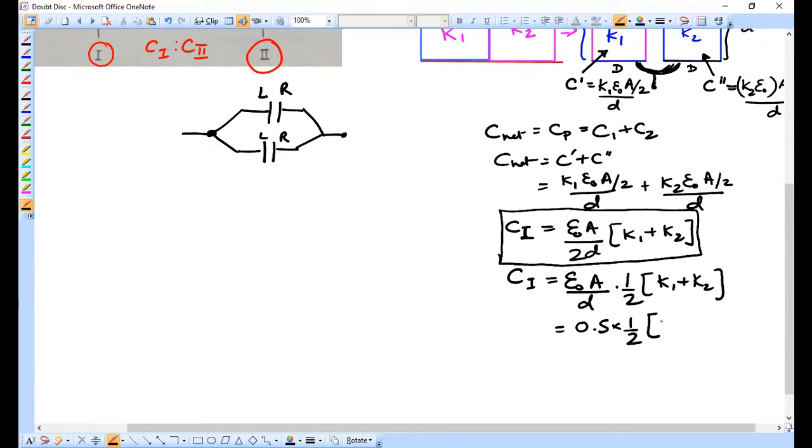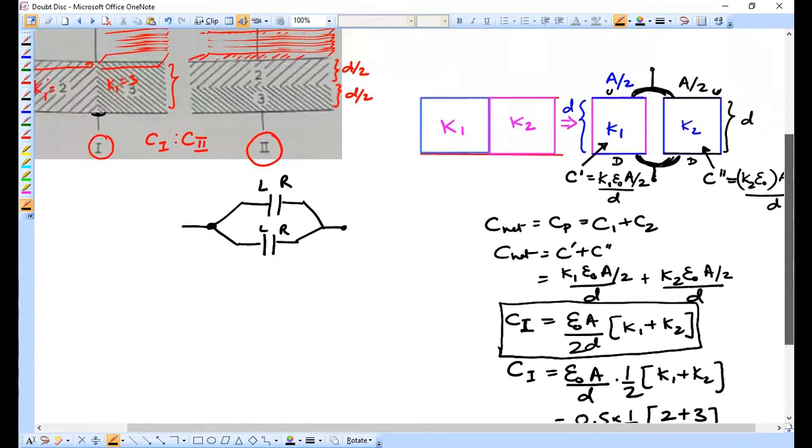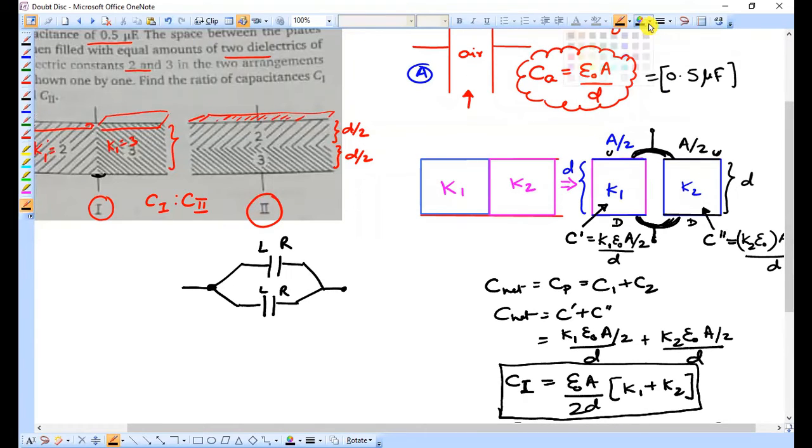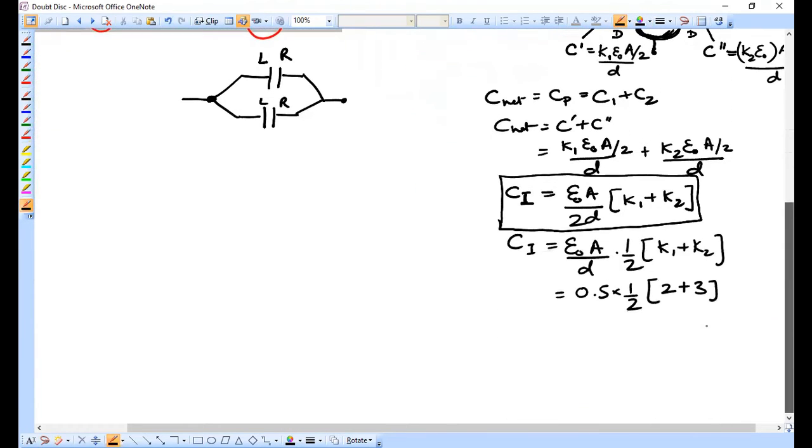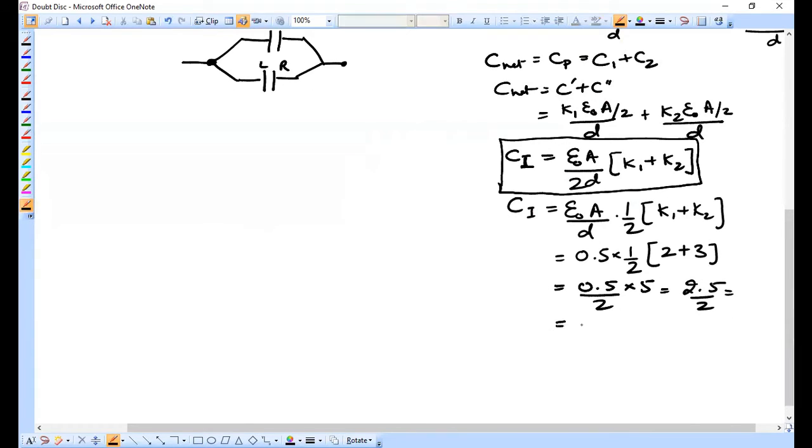K1 happens to be 2 and K2 happens to be 3. Now refer to the problem. They have already stated K1 being equal to 2 and K2 being equal to 3. So you can see over here they have mentioned K1 as 2 and K2 as 3. That's the way to find the net capacitance C1 of this, and this happens to be 0.5 divided by 2 into 3 plus 2 is 5, that is 2.5 divided by 2, and that comes out to be 1.25 microfarad. So this net capacitance comes out to be 1.25 microfarad.